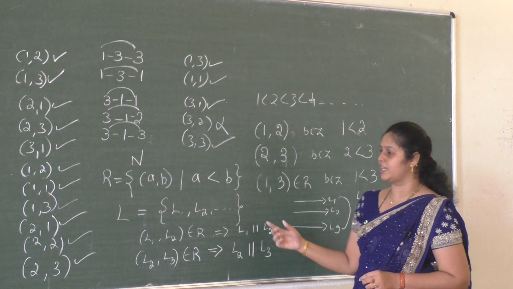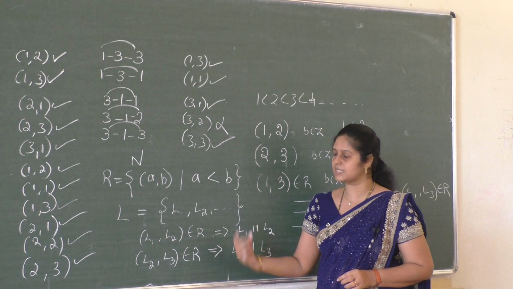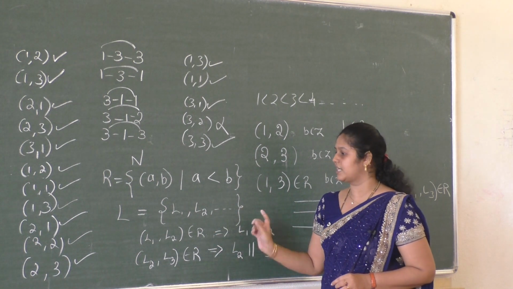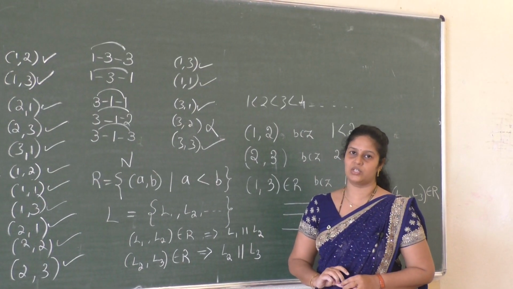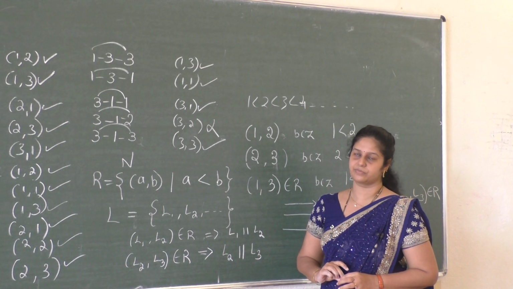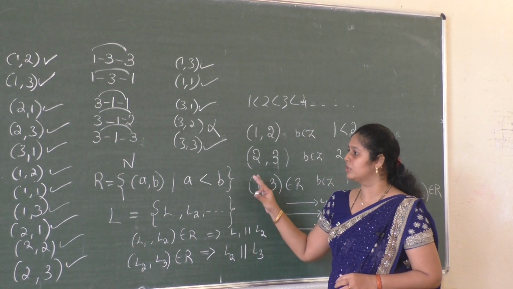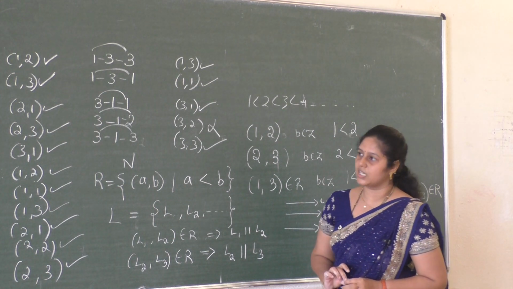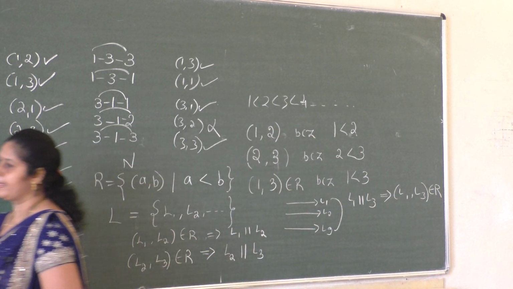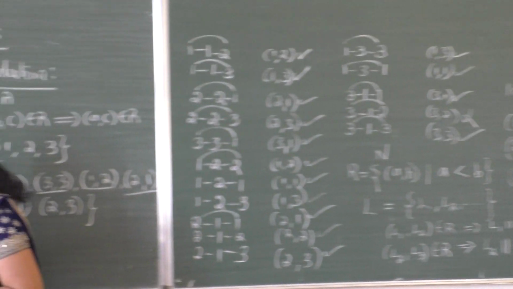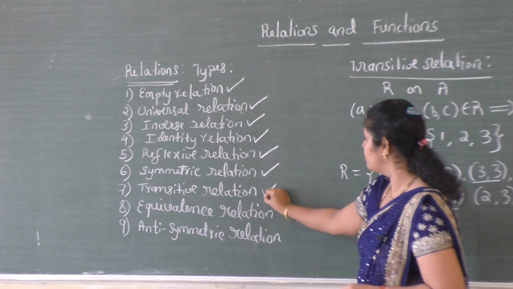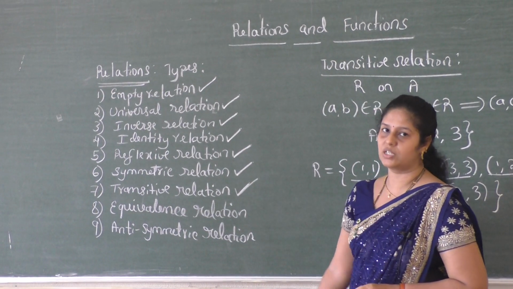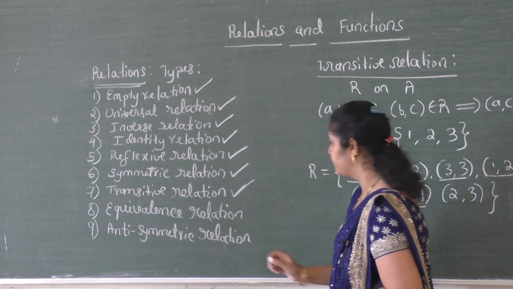Therefore, for the set of lines, the relation parallel is a transitive relation also. Okay, that is about transitive relation. So we studied transitive relation also. So here reflexive, symmetric, transitive relations are over.